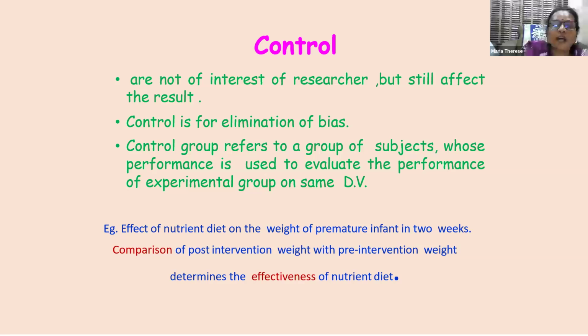Control refers to a group of subjects whose performance is used to evaluate the performance of the experimental group on the same dependent variable. For example, the effect of nutrient diet on the weight of premature infants in 2 weeks. Comparison of post-intervention weight with pre-intervention weight determines the effectiveness of the nutrient diet. So here one group is exposed and another group is not. After a period of time, we compare both groups and find out the effectiveness.